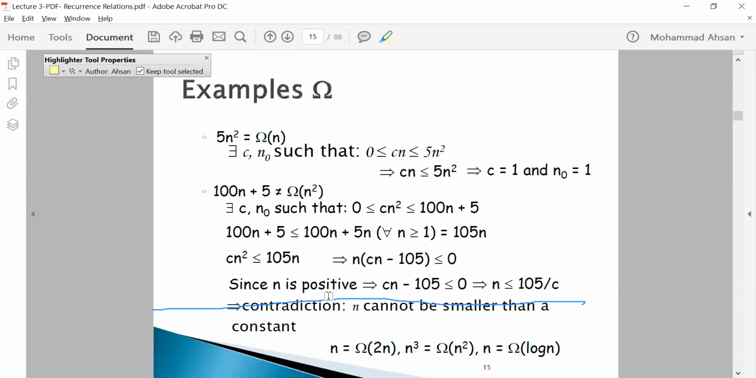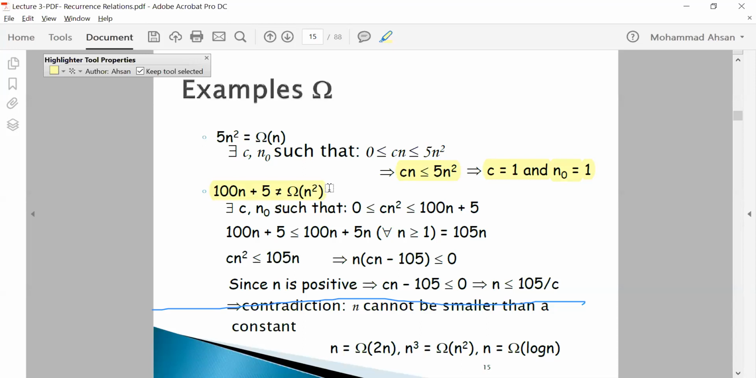So similarly, we want to say that something is omega of n. So again, omega means if 5n square is omega of n, which means n square grows at a faster rate than n, which means 5n square is greater than or equal to some constant c into n. So for c equal to 1 and n0 equal to 1, this will be true.